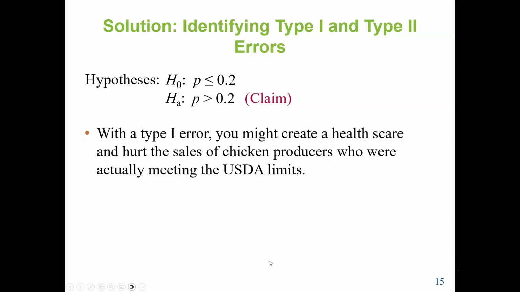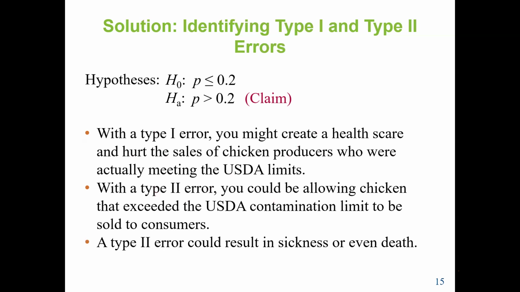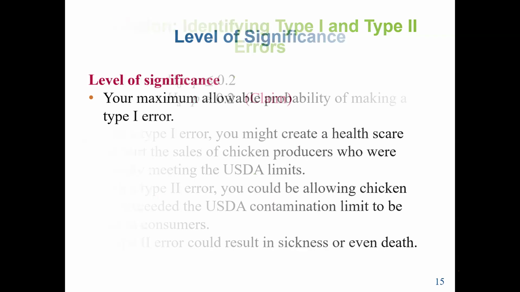So economically, it's not good for them. But with type 2 error, you could be allowing a chicken that exceeded your USDA contamination limit to be sold to consumers. And that type 2 error could result in sickness or even a death. So it's better that the company loses money than to waste a human being's life. Yeah, so type 2 is more dangerous.